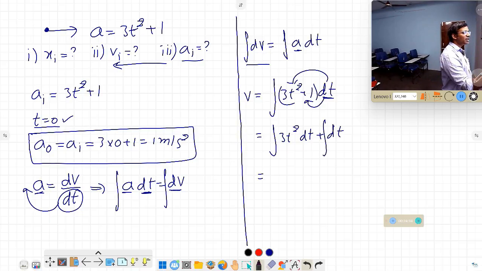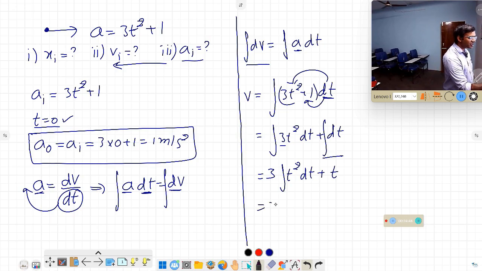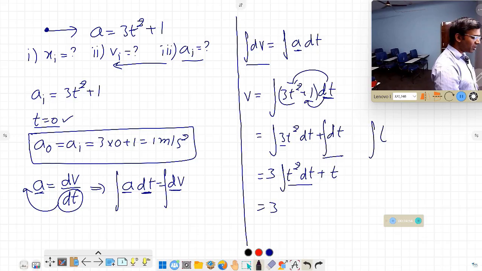Now if you integrate this one, 3 is a constant, not having any integration, that you have to know before solving this one. Now this is integral, that is t square dt you get, plus integral dt formula is simply t. So now this is 3 into the integral of t square dt. Now what is the integral of t square dt? This is the formula, you have to know that.